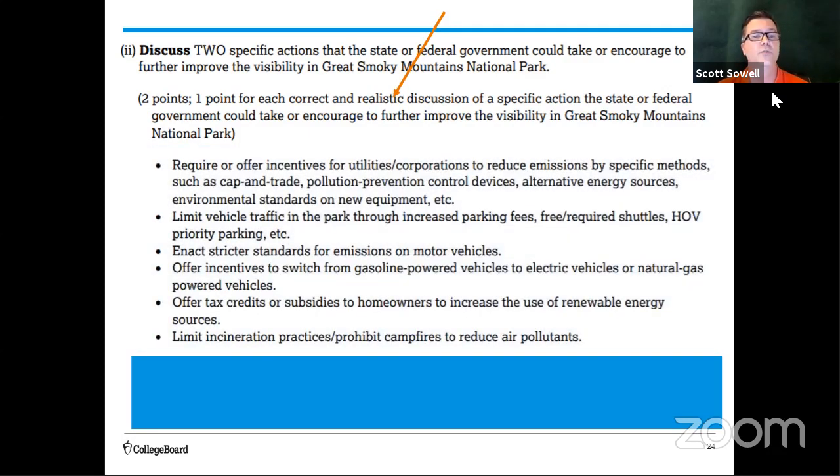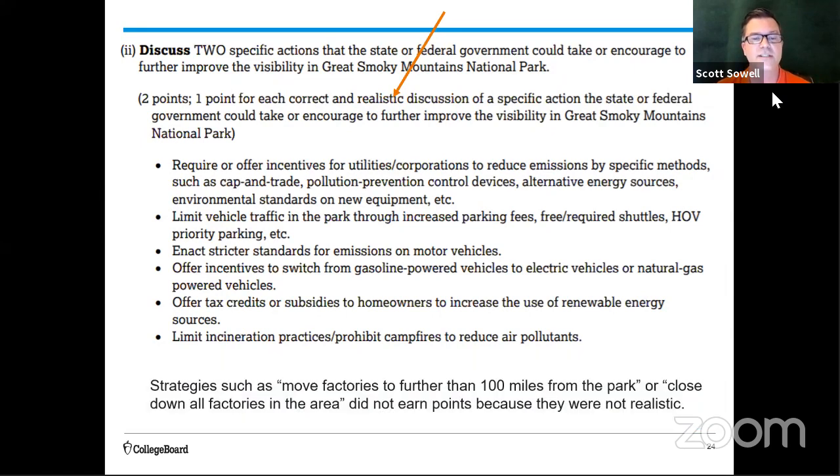So for example, you could require or offer incentives for companies to reduce their emissions, limit the vehicle traffic in the park. The last one, limit incineration practices or prohibit campfires. All of those are realistic. In the chief reader report, where the readers from the grading of the FRQs kind of talk about common misconceptions, they say about this part that strategies such as move factories to further than 100 miles from the park or close down all the factories in the area did not earn points because they were not realistic. So just keep that in mind as you look at solutions for FRQs.